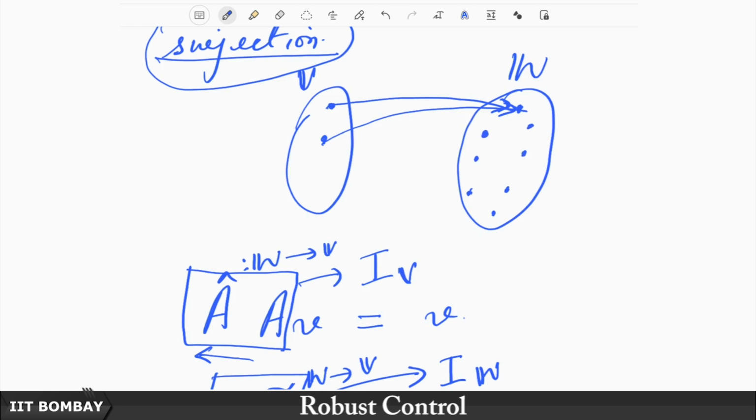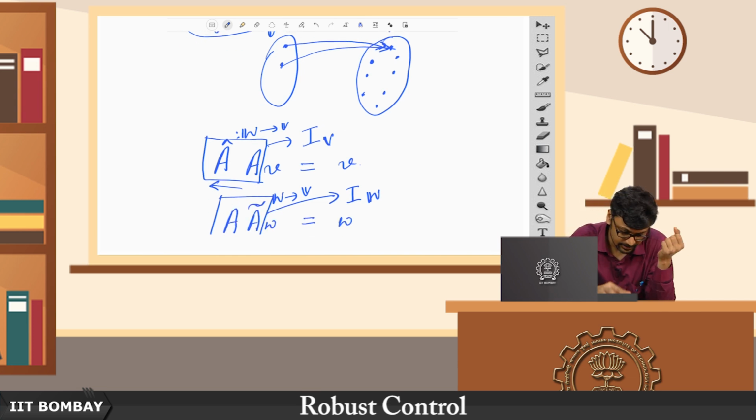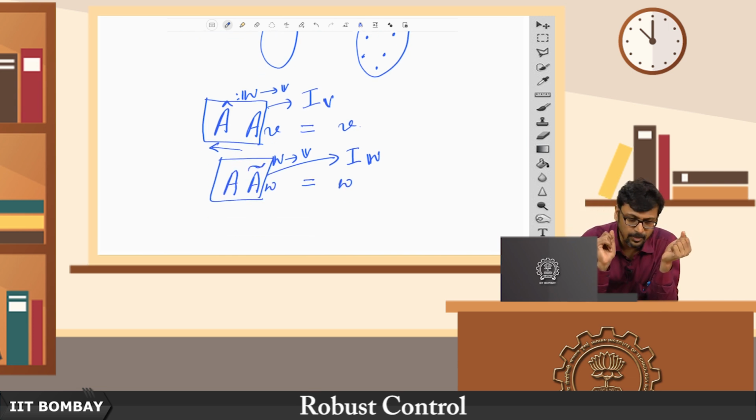You can pick out any point in this vector space W without exception, and it is guaranteed to have a pre-image in the domain that is V, right. How does this help us in constructing any of these two maps, let us say A hat or A tilde? How is it supposed to help us, right?